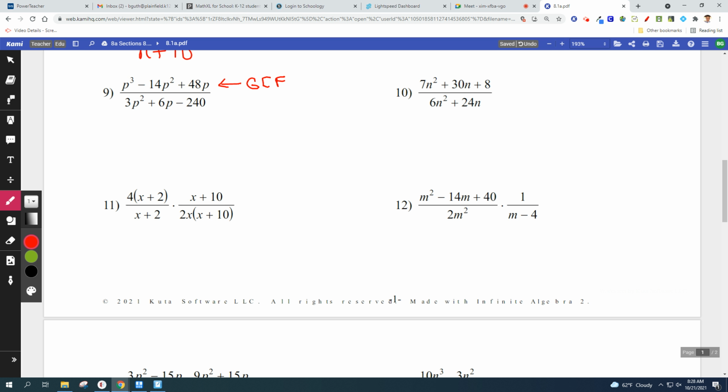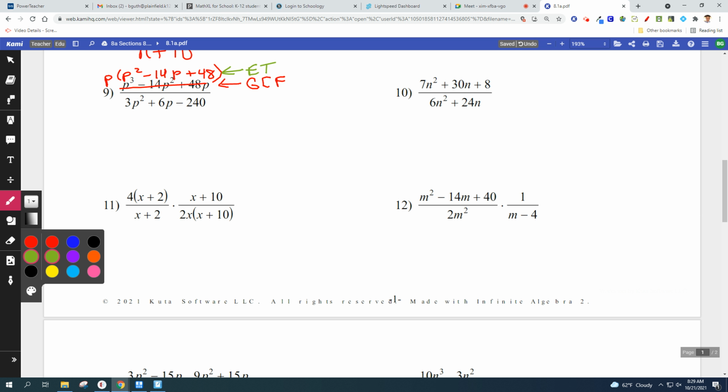What do all 3 of those things have in common there on the top? They all have a P in them, right? All 3 of them have at least a P on the top. So I see a P there. And then that'd be P squared minus 14P plus 48, if I took a GCF of P out of there. But you might notice that top has just turned into an easy trinomial.